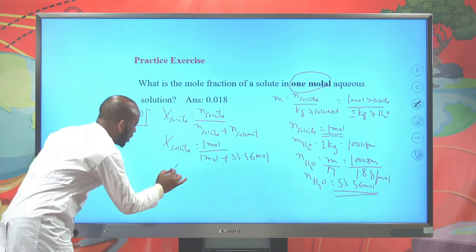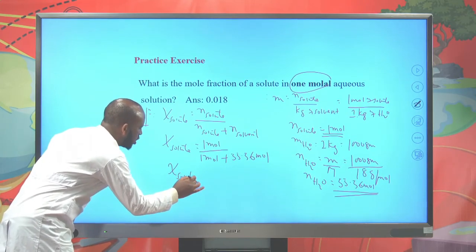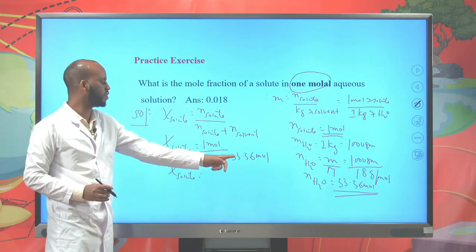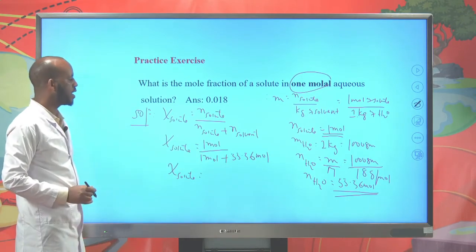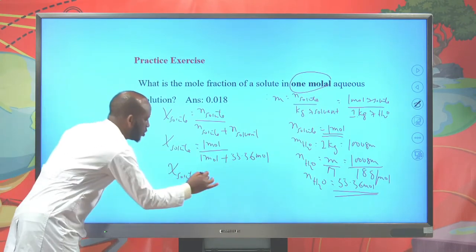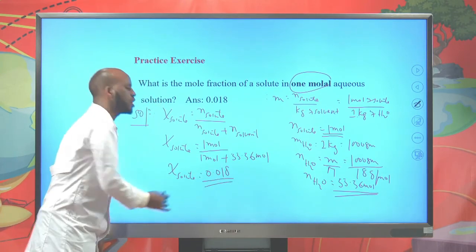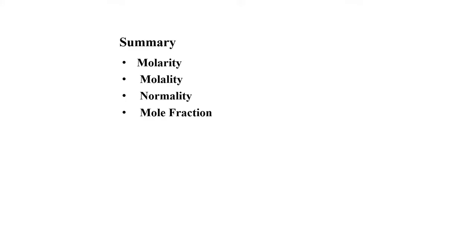Mole fraction of the solute equals 1 divided by 1 plus 55.56, which is 0.018. Mole fraction has no unit.